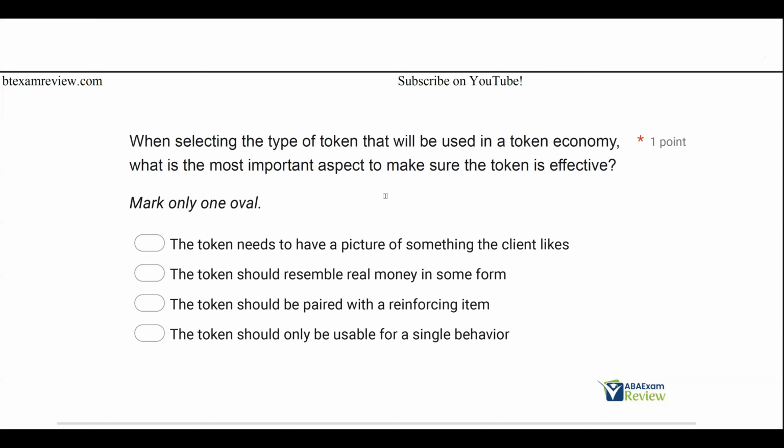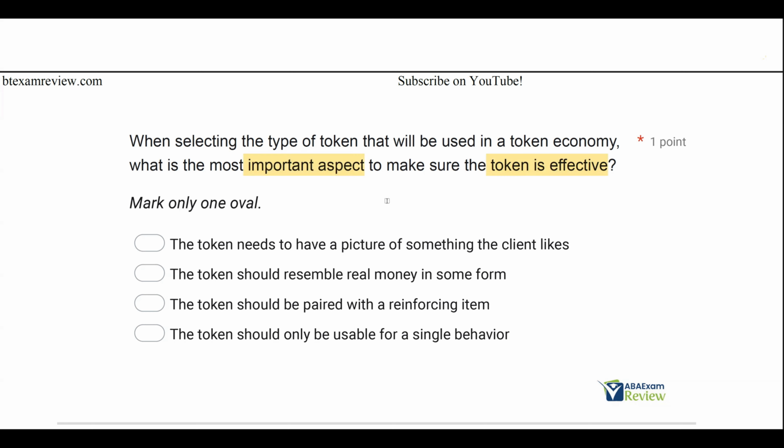When selecting the type of token that will be used in a token economy, what is the most important aspect to make sure the token is effective? So we have a token economy question, and in a token economy, we have tokens, which are used to exchange for backup reinforcement. And how do those tokens gain reinforcing properties? Well, they're paired with those backup reinforcements. The question wants to know, how do we make that token effective? What's the most important aspect?